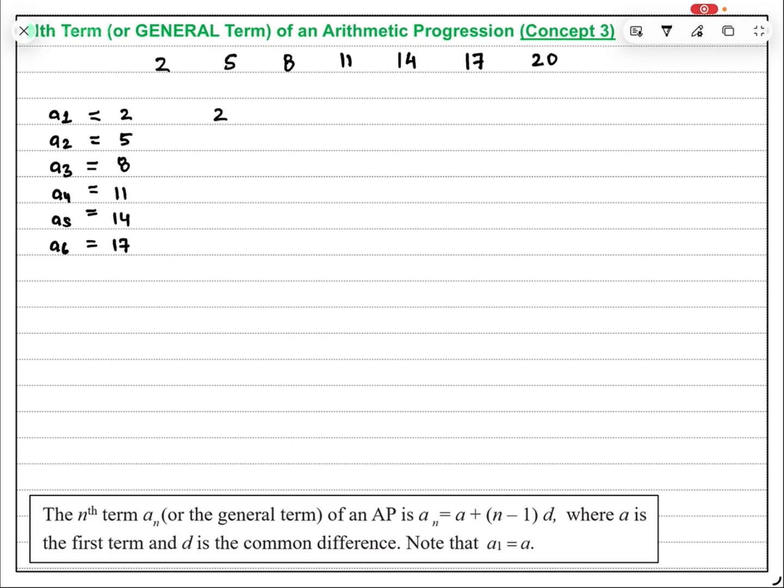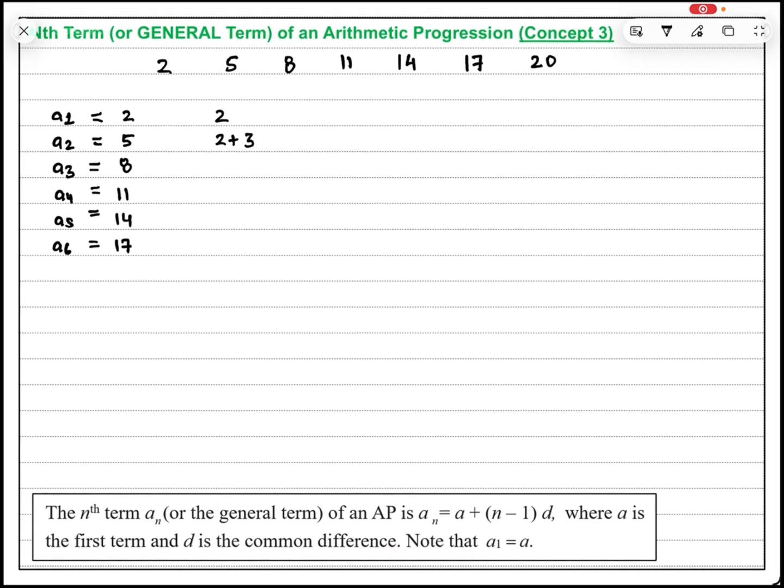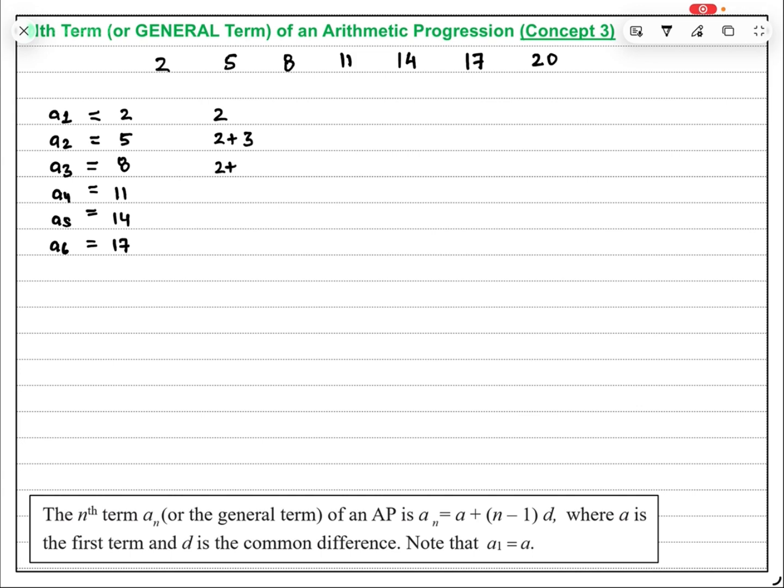Now if you see, this is nothing but the first term, which is 2. How did we get the second term? We got the second term by adding 3 once to this, right? The third term, we got by adding 3 two times to 2, and the subsequent term we get by adding 3 three times, then we add 3 four times, and then 3 five times. So this is how we are building these numbers: every time we get the subsequent number, we are adding 3 to the current number.